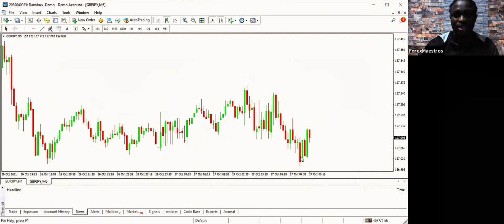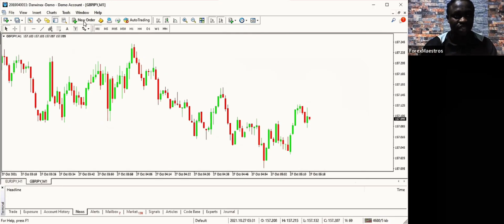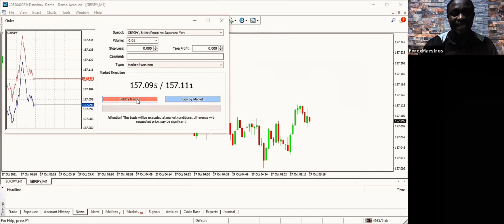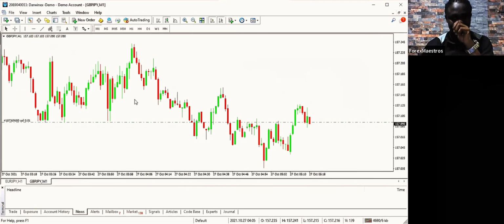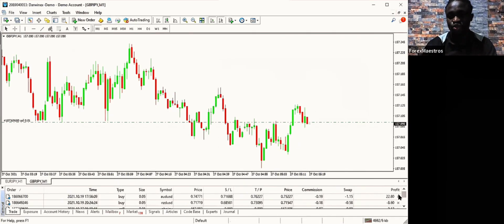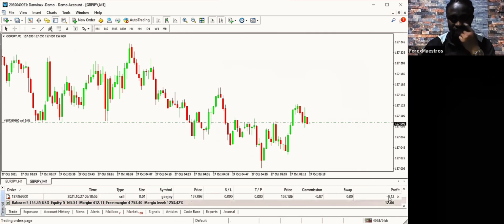Let me quickly run you through how to close your trade. Okay, so let's enter a trade now. This is minute 1. Let's try and enter a trade. We want to enter market execution. We want to enter sell. Okay. So remember, you see how your trade is doing. Just go to trades and you see how your trade is doing. All right. This is it. So how do I close my trade?